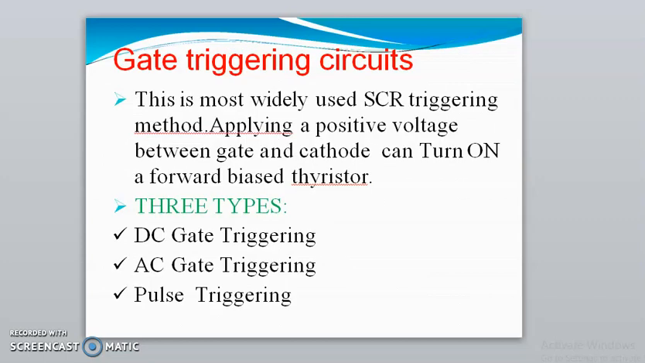Then is the gate triggering. This is the most common method of triggering which is used in laboratories. Almost all the SCRs are triggered by this gate triggering method. In this, by applying a positive signal at the gate terminal of the SCR, it can be fired much earlier.